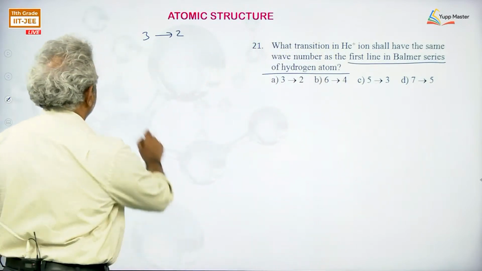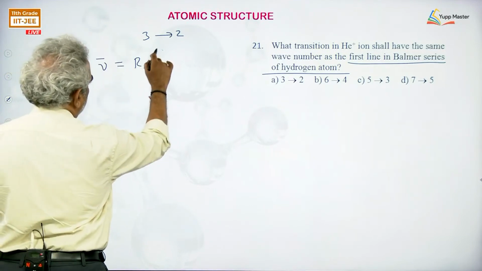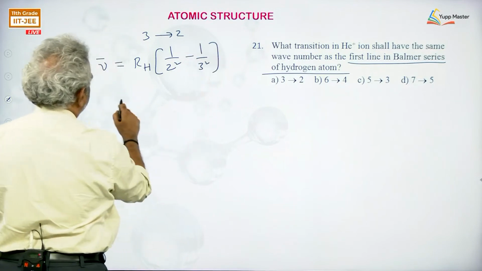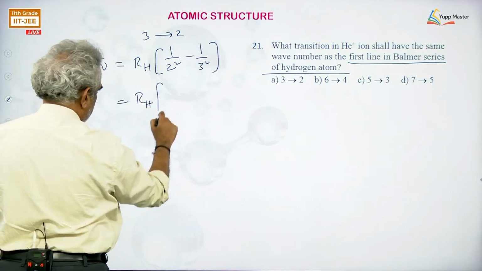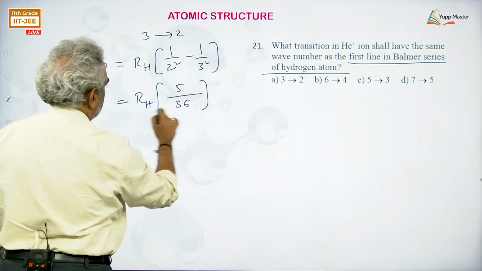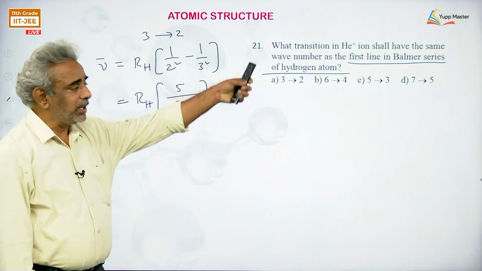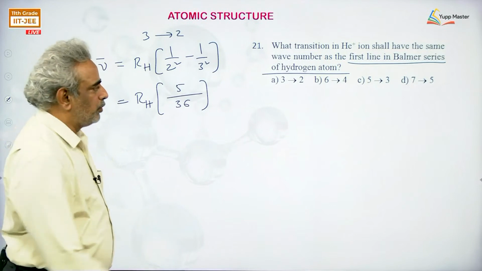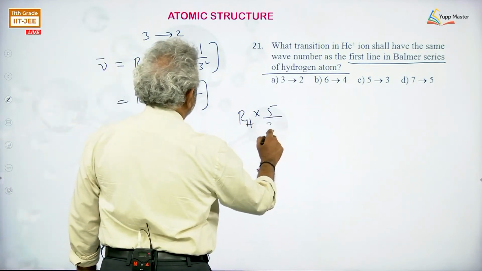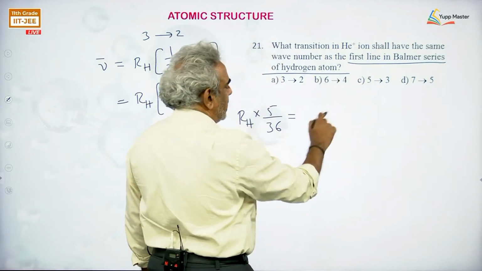So, what will be the wavelength? Sorry, wave number, nu bar equals 1 by lambda equals RH into 1 by 2 square minus 1 by 3 square. What will this be? RH into 1 by 4 minus 1 by 9, which is 5 by 36. And this is the nu bar. And he wants the same nu bar for another transition in helium plus. So, we have to equalize. RH into 5 by 36 is equal to this nu bar, to be repeated in helium spectrum.